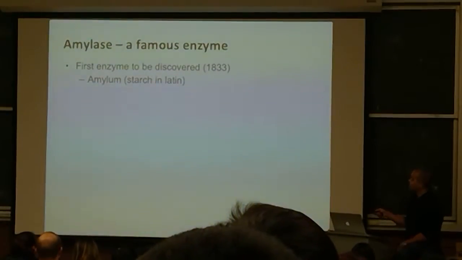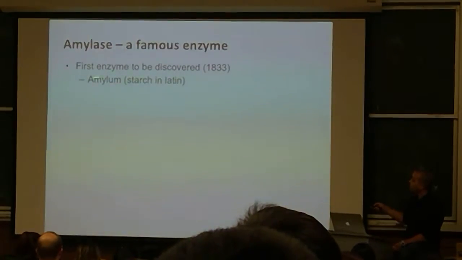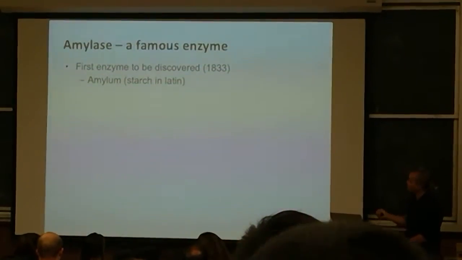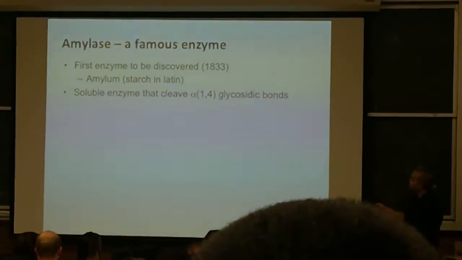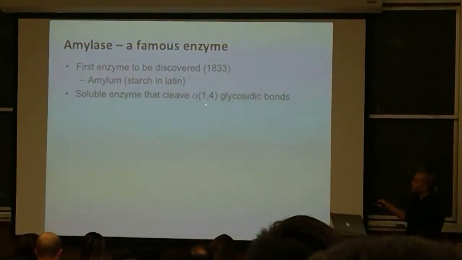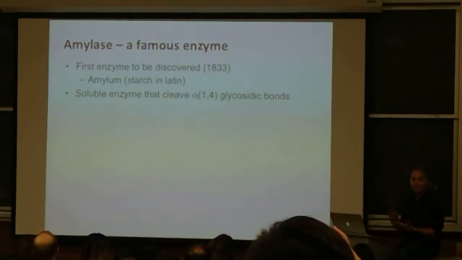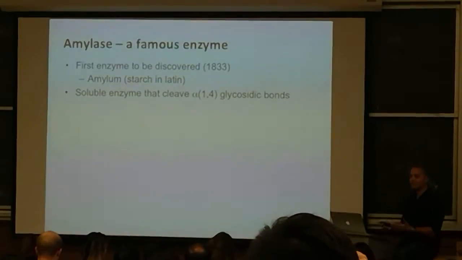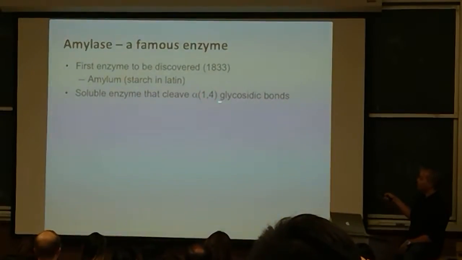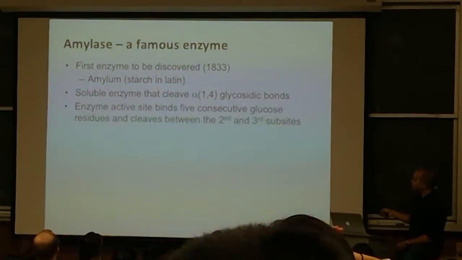This is a pretty famous enzyme. It was the first enzyme to be discovered back in the early 1800s. That's where the name comes from. It has amylon, starch in Latin. That'll help you remember. And it's a soluble enzyme that cleaves alpha-1,4 glycosidic bonds. And this is why amylase is going to help us digest our carbohydrates, right? Because we have these glucose linked by alpha-1,4 linkages.